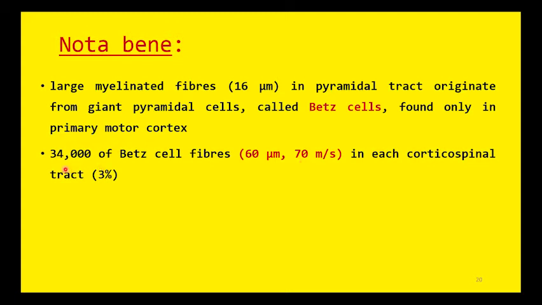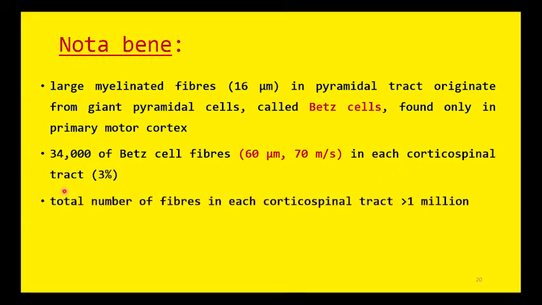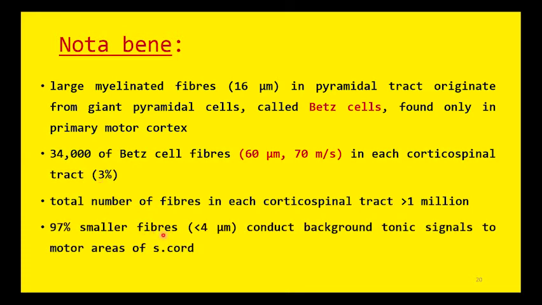So 34,000 Betz cell fibers are there in each corticospinal tract, and this comprises 3% of the total fibers, and the total number of fibers is around 1 million.